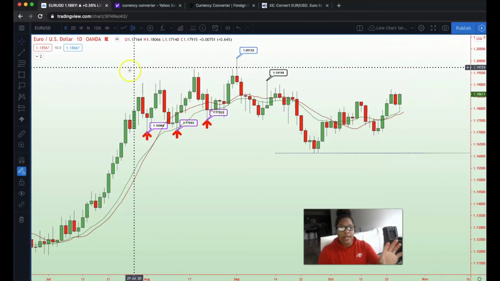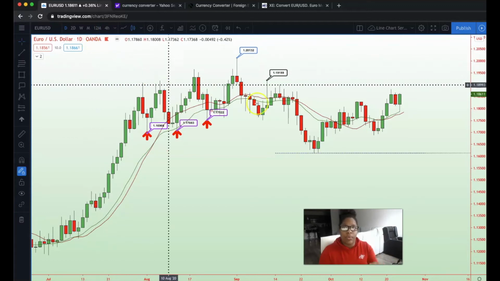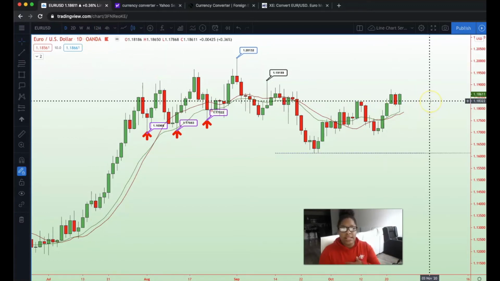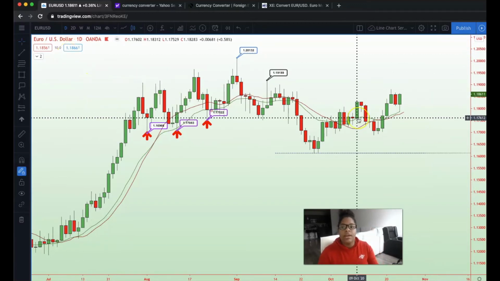And on Oanda, I'm on TradingView, which is a platform that allows me to analyze my price charts. I'm looking at the broker Oanda's information. So what they're saying is, for every 1 euro I need, I can buy it at 1.18661.